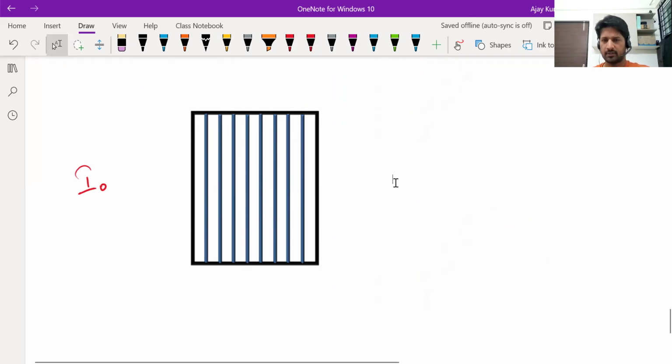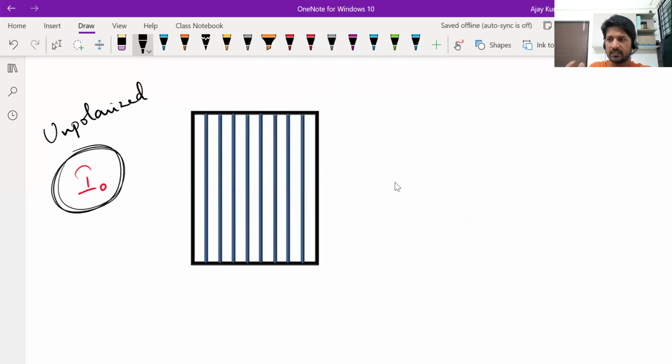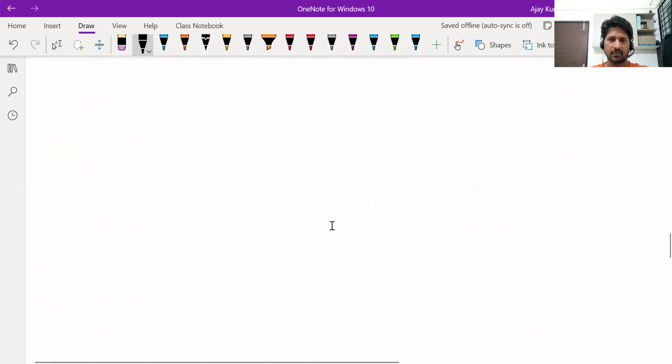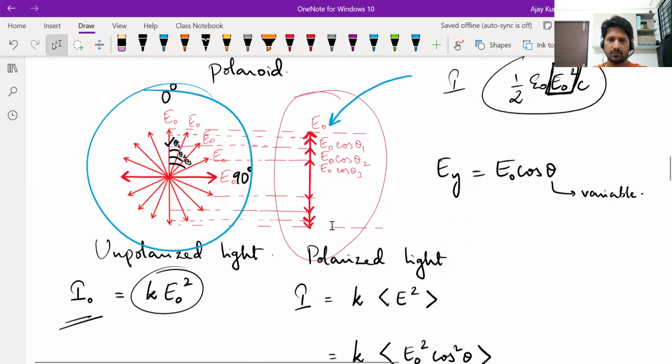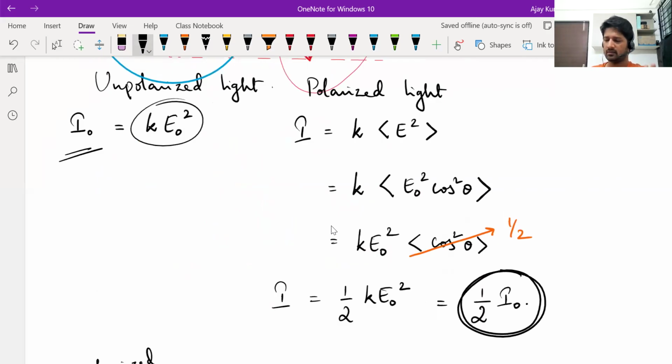Rishi, you tell me, when unpolarized light is polarized for the first time, what is the intensity that emerges? No, not in terms of electric field and all. If the intensity that is incident on it is I naught, and this is unpolarized light, after it gets polarized for the first time, what happens to its intensity? It gets halved. When unpolarized light is polarized for the first time, the intensity becomes half exactly.